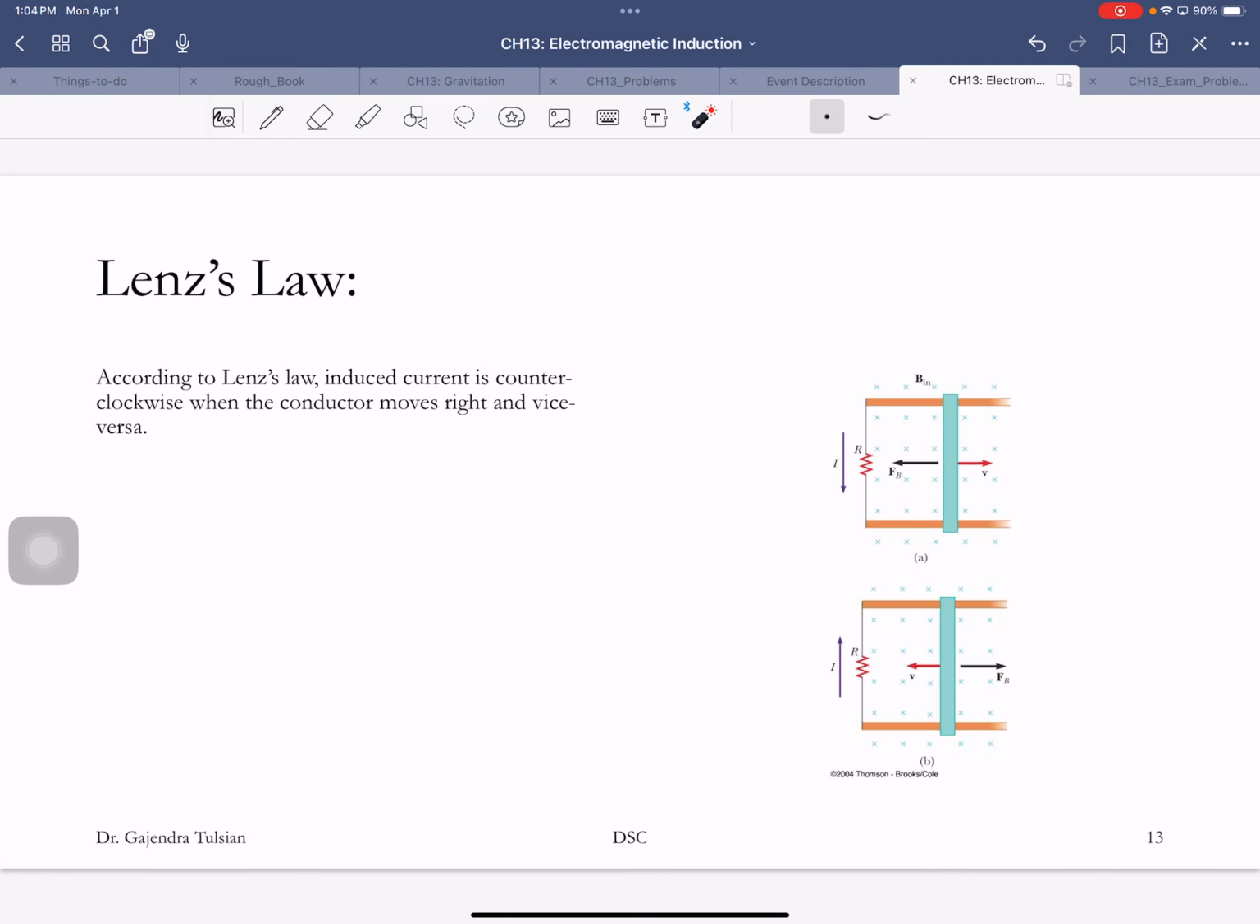Lenz's law tells you the direction of the current. If you move the rod in this direction, the current is like that. And if you move the rod in this direction, the current is clockwise. So again, you take a rod and move it perpendicular to the magnetic field. The rod acts like a battery.